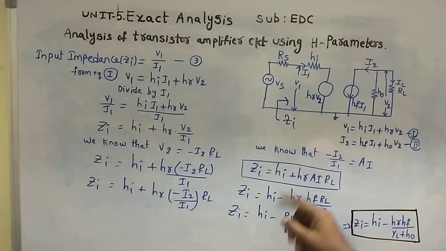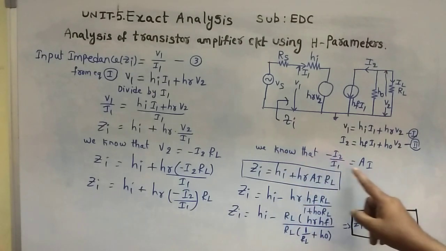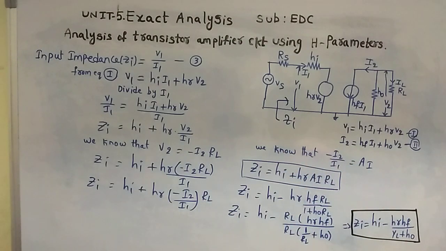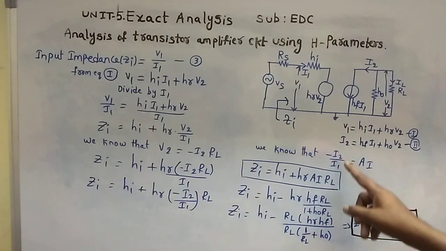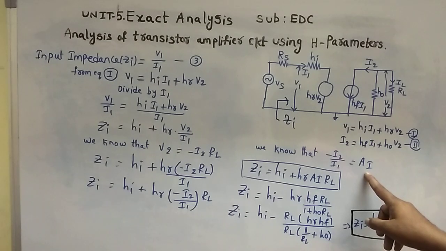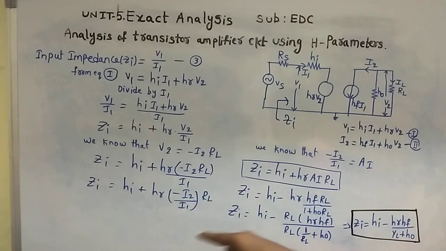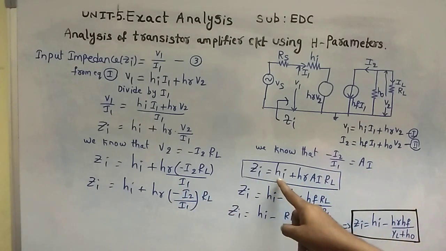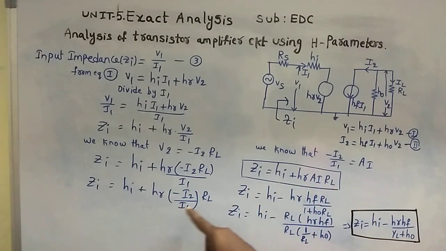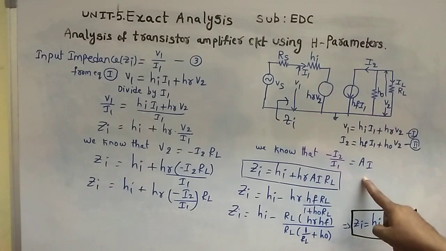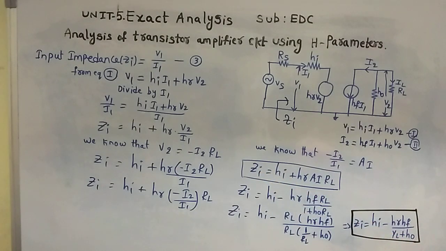Why? Because we know that minus I2 by I1 is equal to current gain. Already we derived that from the first equation: minus I2 by I1 is equal to AI. Then I am substituting AI in place of minus I2 by I1. Then Zi is equal to Hi plus HR into AI into RL. This is one final equation. If you know current gain, directly you can take this equation and find Zi, input impedance.